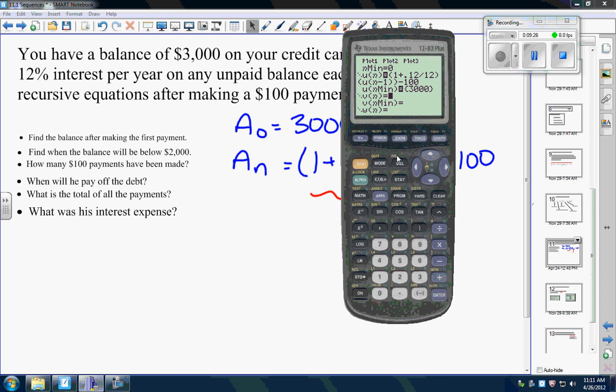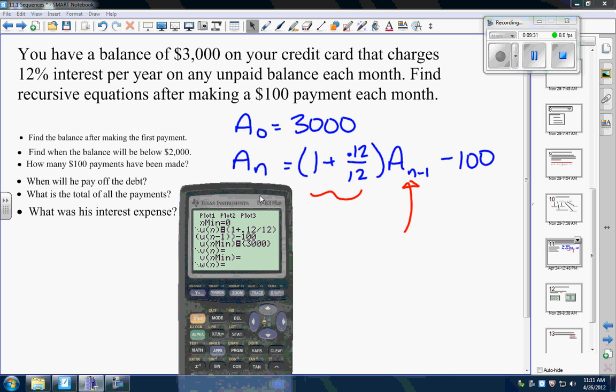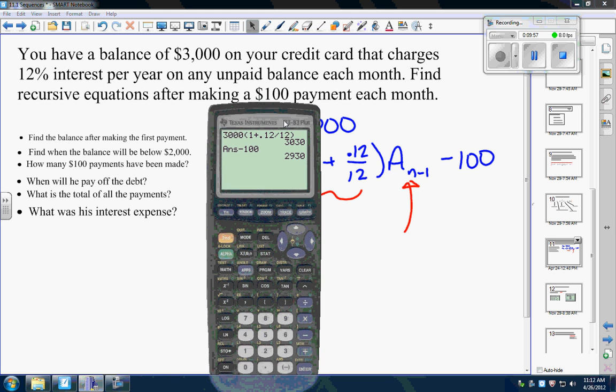Find the balance after making the first payment. So this one we could actually do by hand. We could calculate the interest on $3,000, and you divide it by 12 because you're not getting 12% each month. You're getting that 12% over the entire year. So $2,930 would be the balance after the first month.